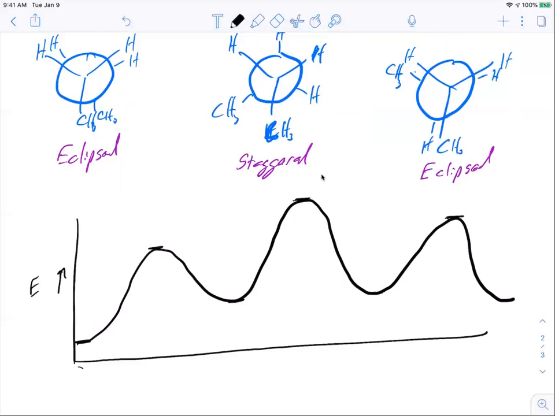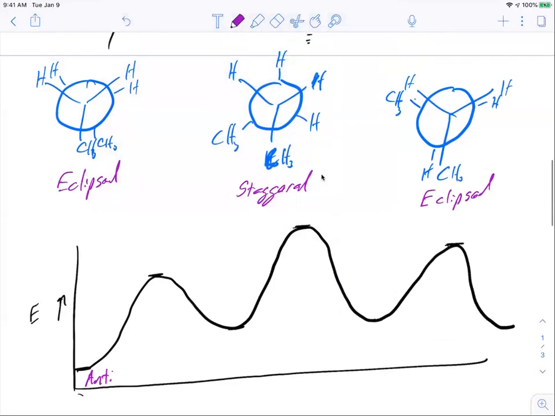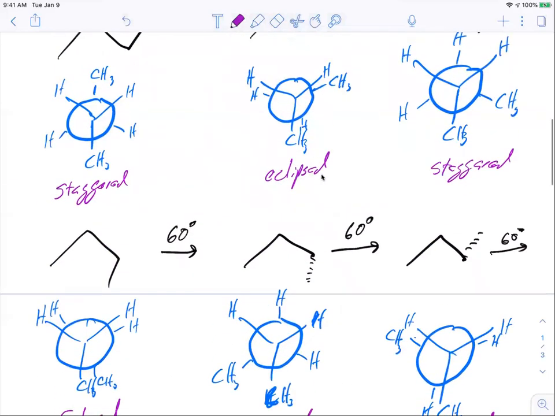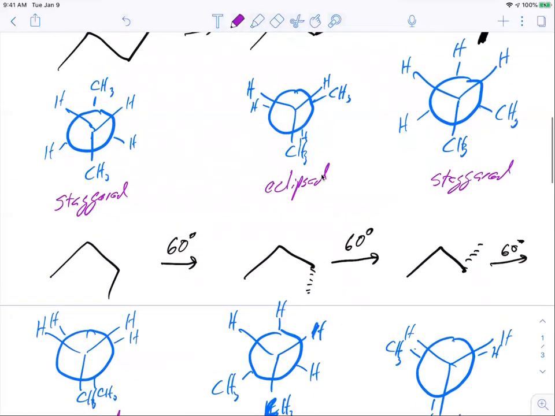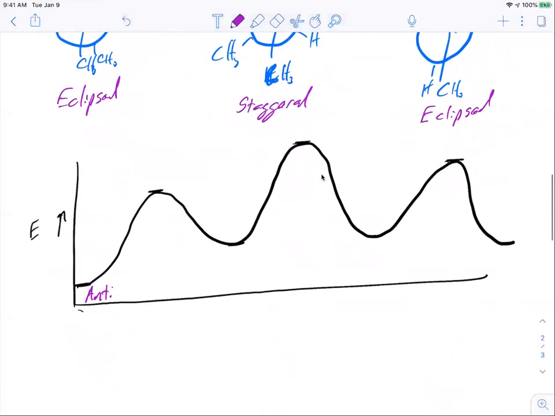So the staggereds, they are all staggered, but you have anti and gauche. So the lowest one is anti. That makes sense because the two methyls are anti to each other. And then when you go to the third one over here, right, they're not overlapping, but they're next to each other. That's when we use the term gauche. And this one would also be known as gauche.